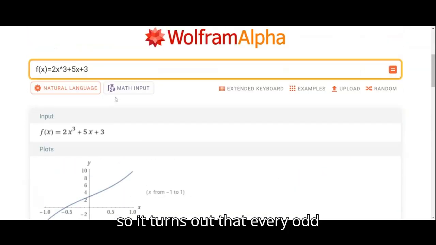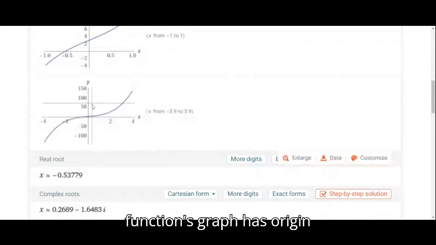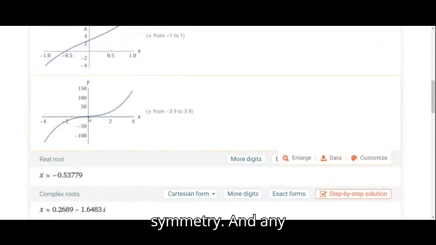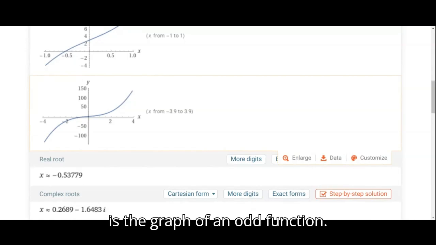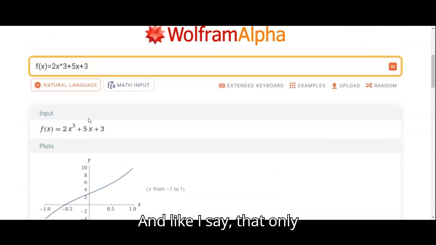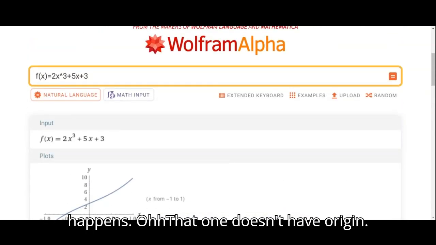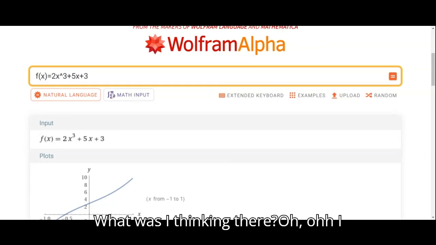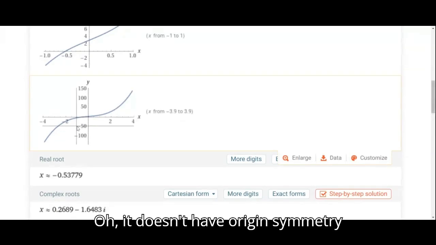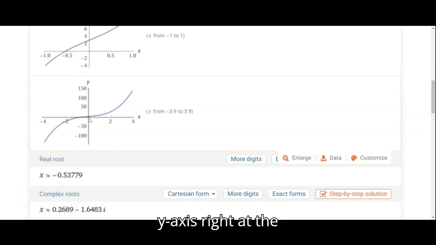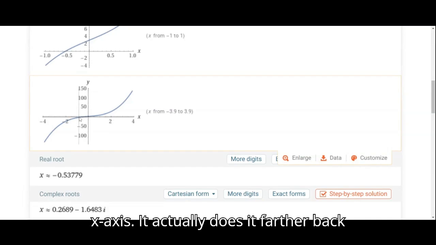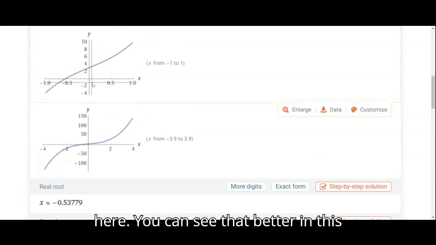And so it turns out that every odd function's graph has origin symmetry. And any function whose graph has origin symmetry is the graph of an odd function. Everybody with me there? And like I say, that only happens, oh, that one doesn't have origin symmetry. What was I thinking there? Oh, I didn't erase the plus 3. It doesn't have origin symmetry because look, it doesn't go through the y-axis right at the x-axis. It actually does it farther back here. You can see that better in this picture.